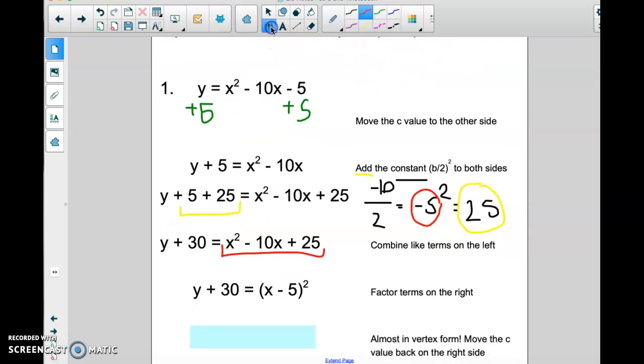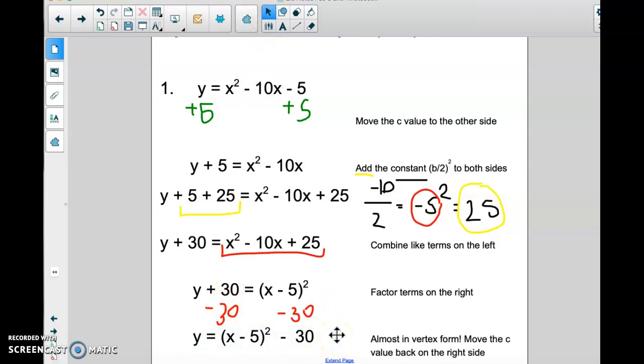All I have to do is get that y alone, so subtract 30 on both sides. Minus 30. And there's my vertex form, y equals x minus 5 squared minus 30.